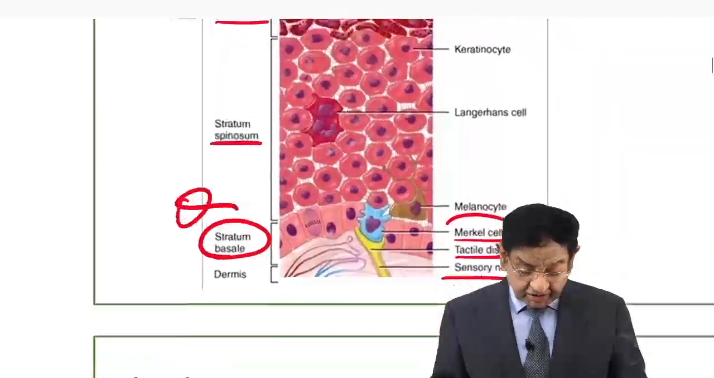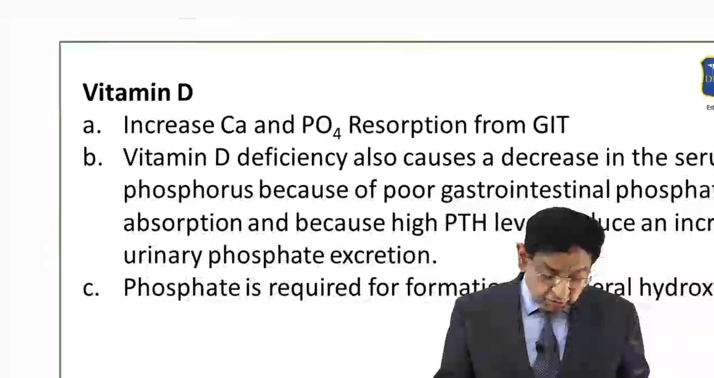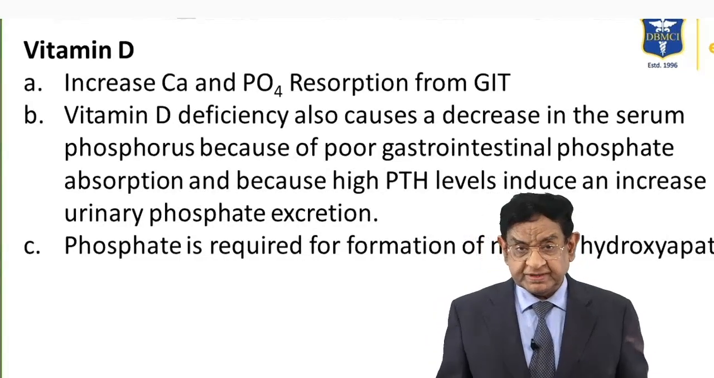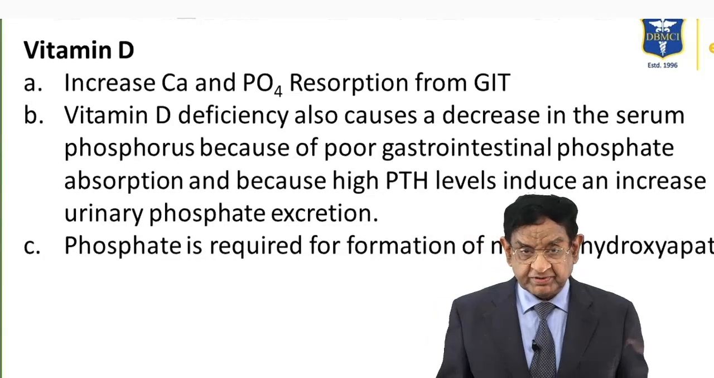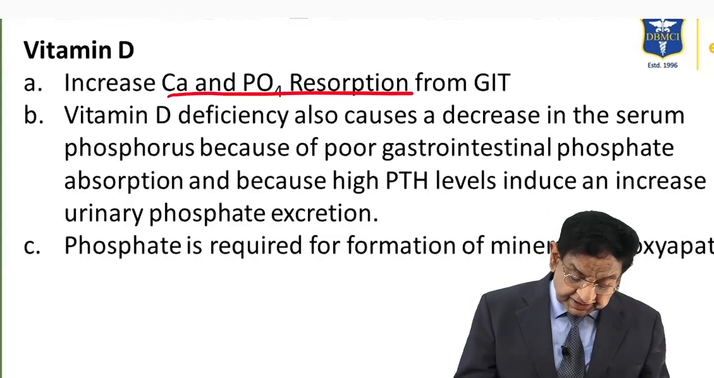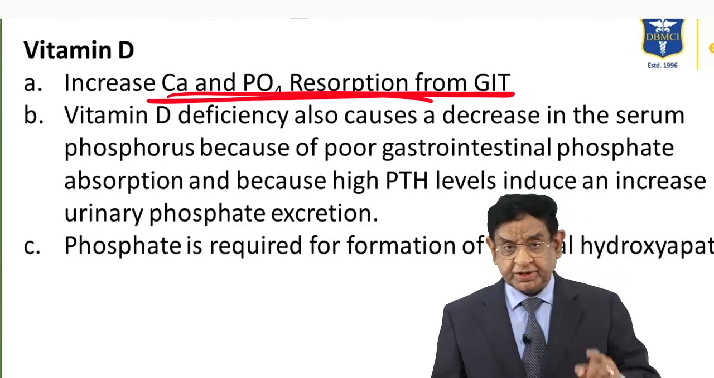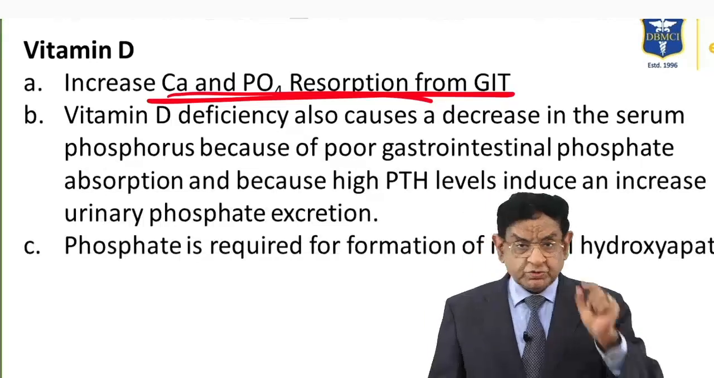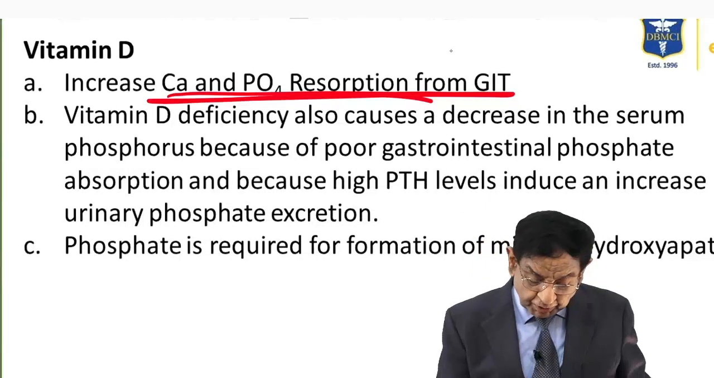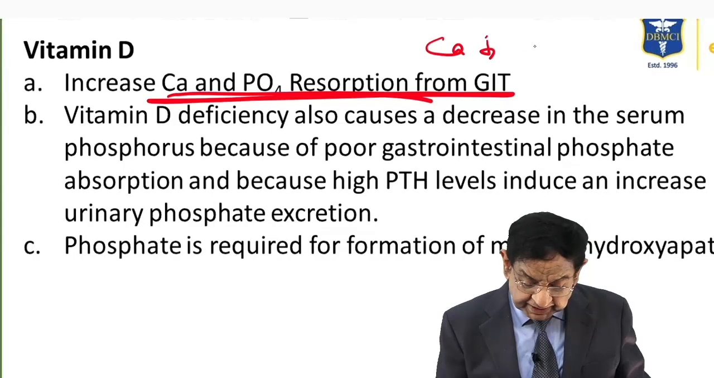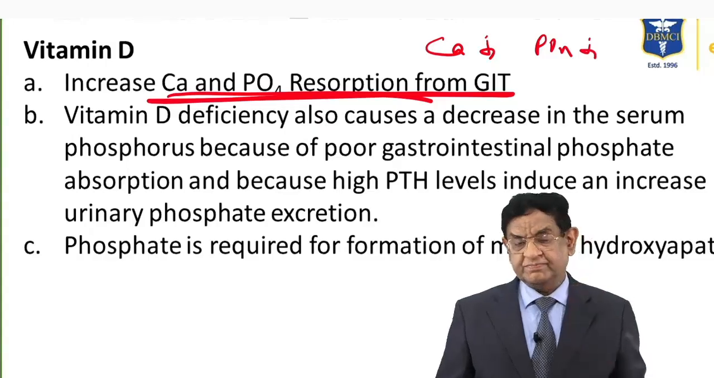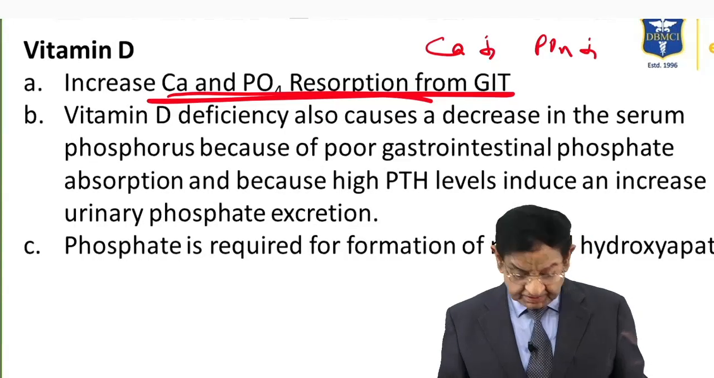With this background of anatomy, let us talk more about vitamin D. We learned about the various types of vitamin D: D2, D3, 25 and 1,25. This causes increased calcium and phosphate absorption from the GIT, a point to be noted. So when vitamin D deficiency is there, there will be reduced calcium and reduced phosphate absorption from the GIT.